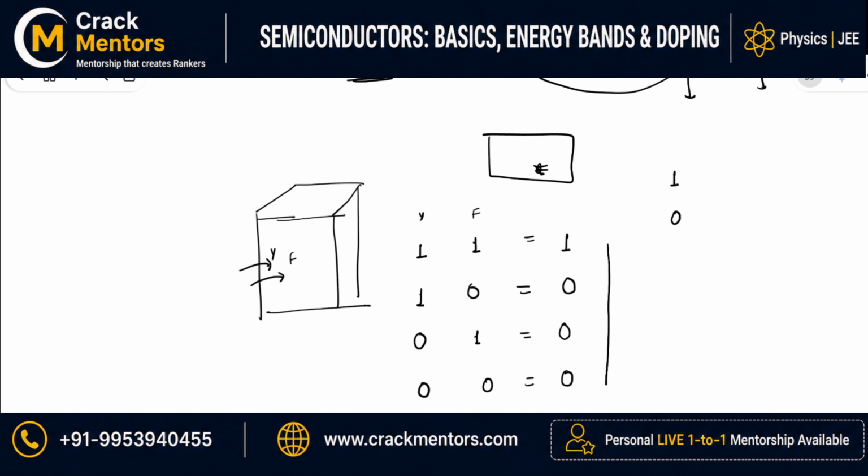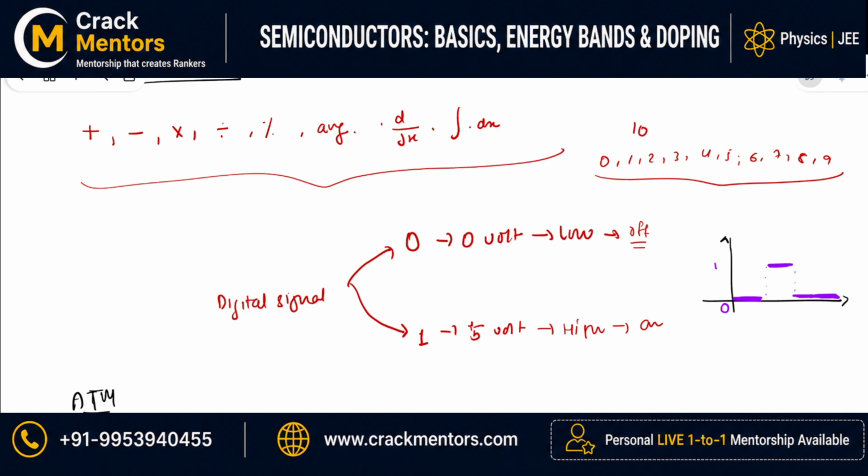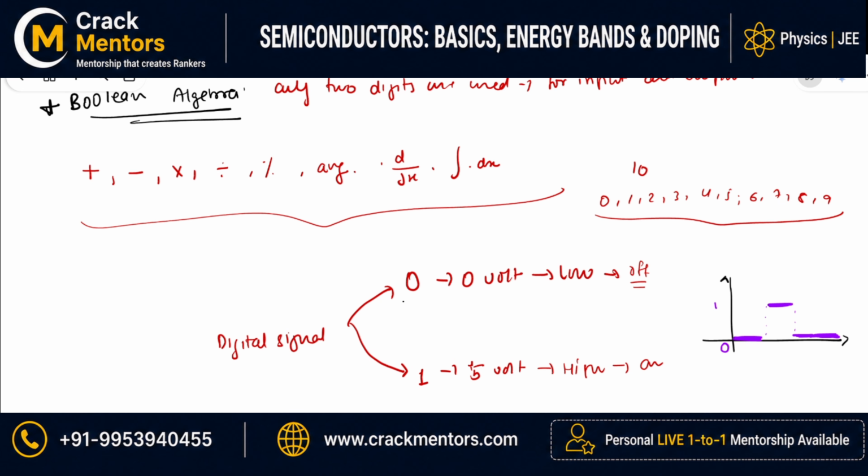So what you observe here is that the most important thing you expect is a system which works exactly like this. Is that clear? Therefore Boolean algebra came into the scenario, which used only 2 digits. The first digit is 0 and the second digit is 1. When we say 0, we mean that the voltage is low, it's 0 volt, and it's off. Off means no entry. No entry, no result.